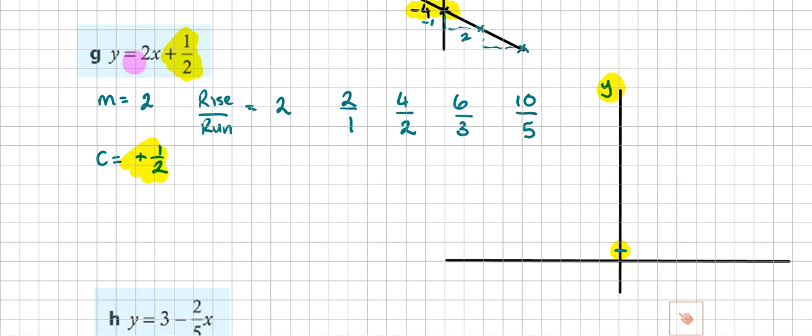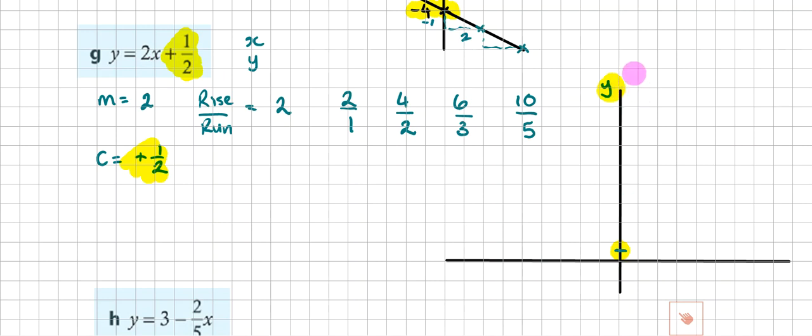Right, so what's the relationship between x and y? Well, take x, and what do you do to it? Multiply it by 2, and then add 0.5, add 1/2. So the initial condition is where it starts on the y-axis.